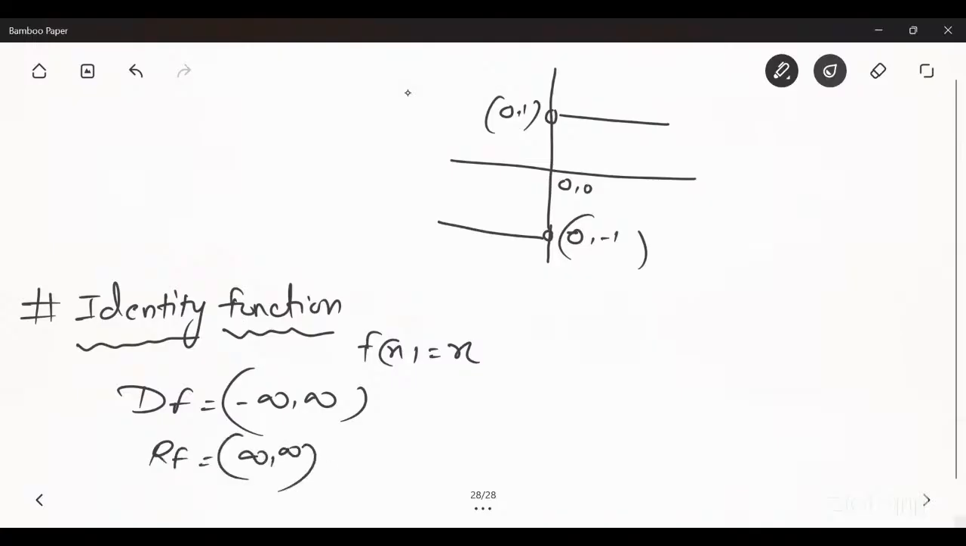Okay, you will put 1, so you will get 1. You will put 3, so you will get 3. If you will put -1, so you will get -1. And the graph of that function is like that. That is known as your identity function.